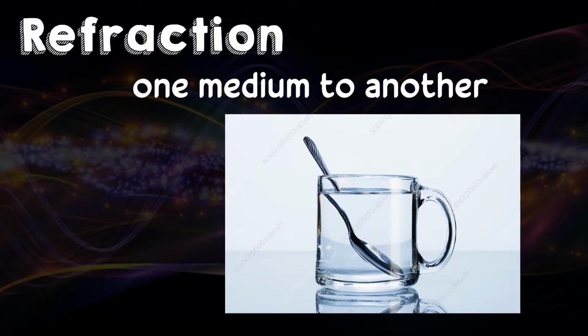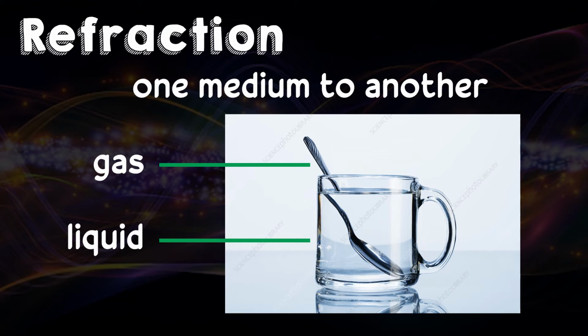In our example, there are two media. First, the waves were in a gas medium, and it traveled to another medium, which is liquid. Kaya nagbend ang light waves and caused the spoon to appear distorted. Pero in reality, the spoon is actually not broken. It's just its apparent appearance.